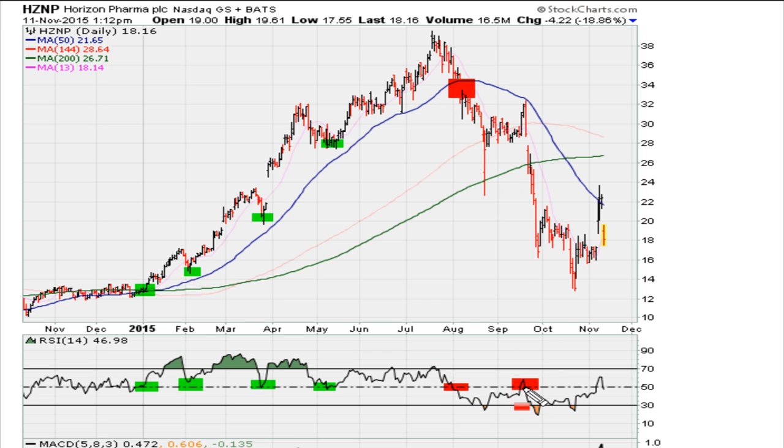Uniform activity above 50 and back below it for that sell signal. So lots of sell signals on the stock. Looks like it is now entering a new phase, which is a downside phase.